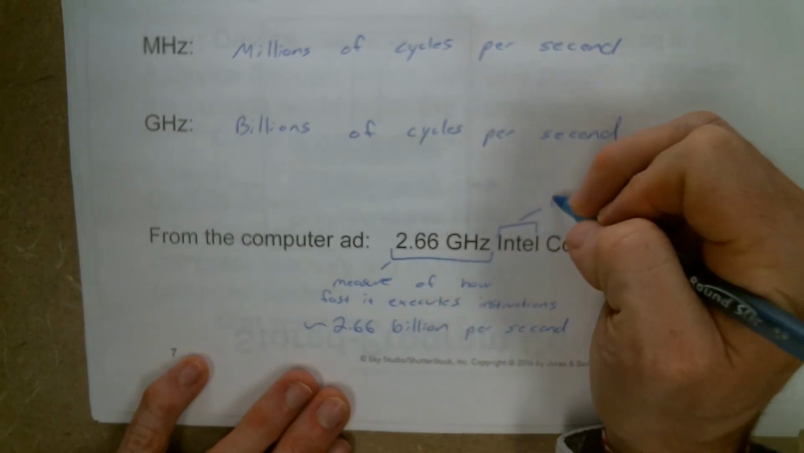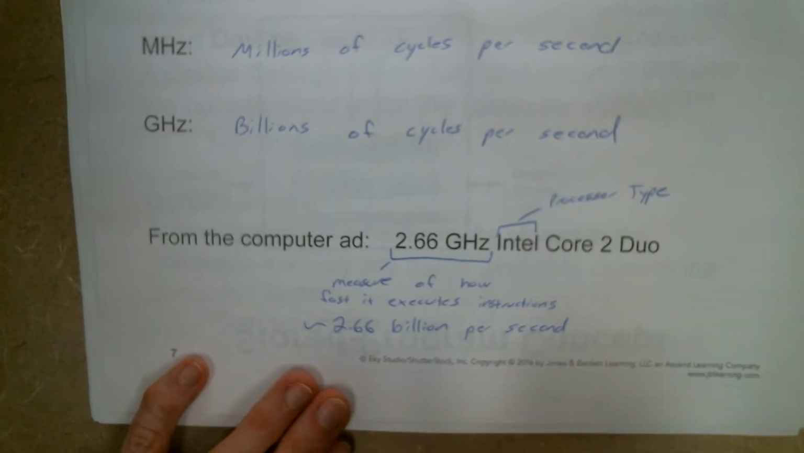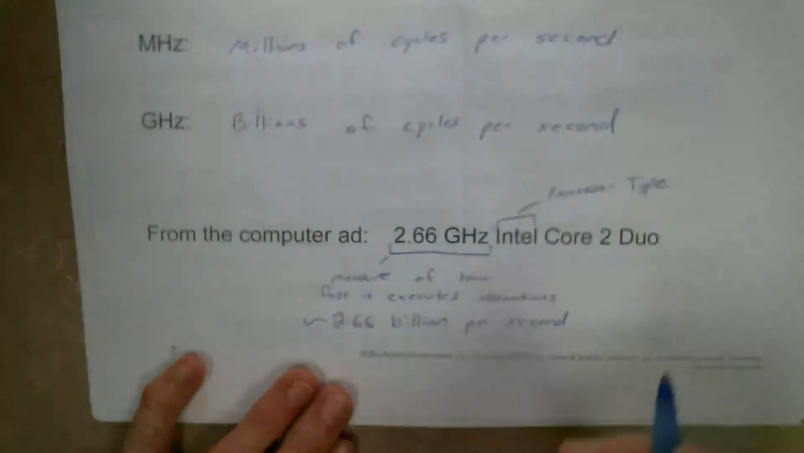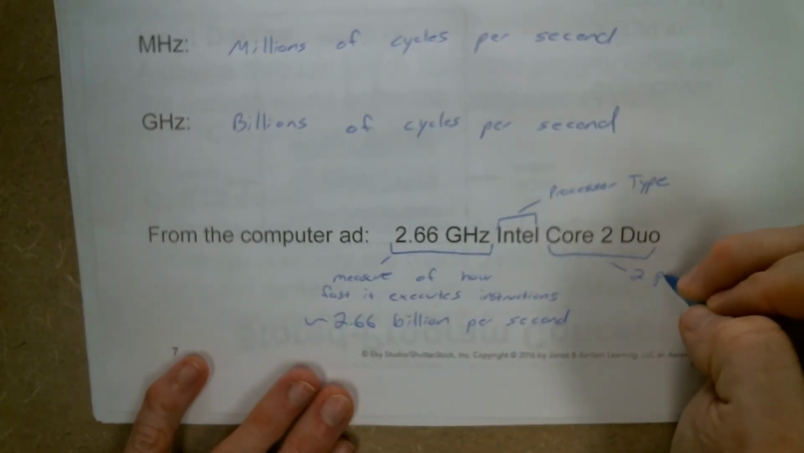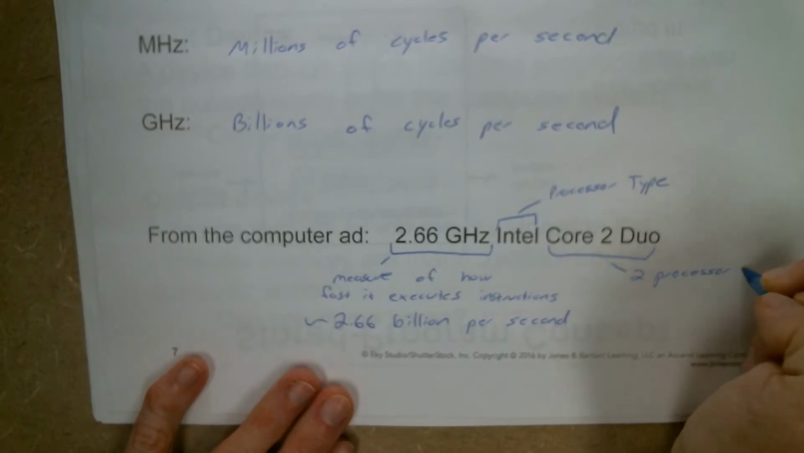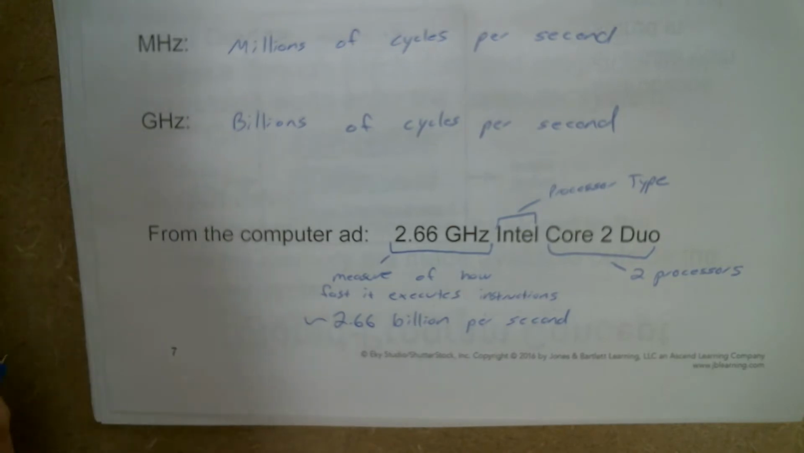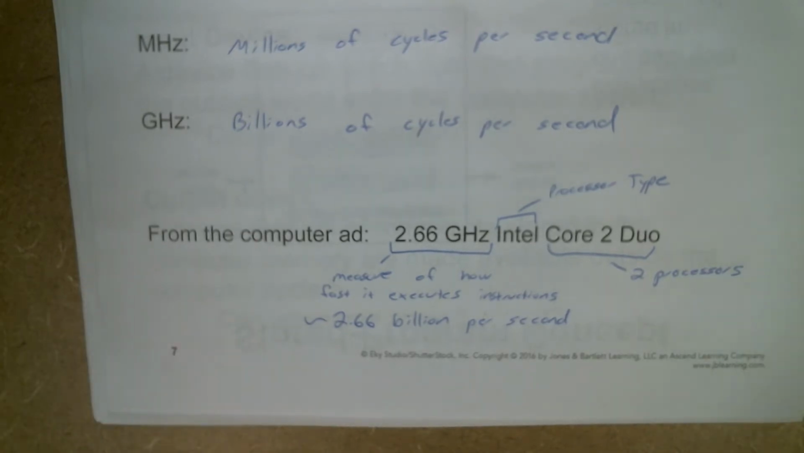Intel is just the processor type, or the company that is making it. So not all processors are Intel. That's just one company that makes them. Another one is AMD. And then Core 2 Duo means that there are two processors. That allows the chip to be doing two things at once, so that while it's working on one piece, a different part of the chip can be working on a different problem, and that can increase the overall speed because you've got two people working on the same problem or different problems, as the case may be. All right.